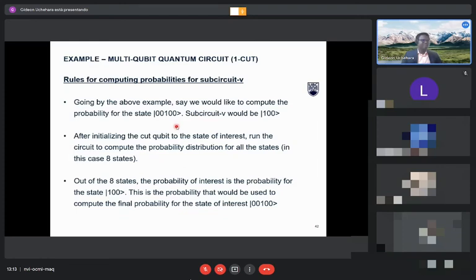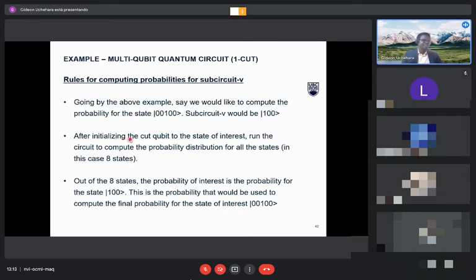Now we are coming to subcircuit V. If we recall the example that we did before, we would like to compute the probability for this. This is the state that we wanted to find its probability value for. So subcircuit V is going to be 100. That is from the cut qubit, which is qubit number 2, all through to this point. That's what we're looking for in subcircuit V.